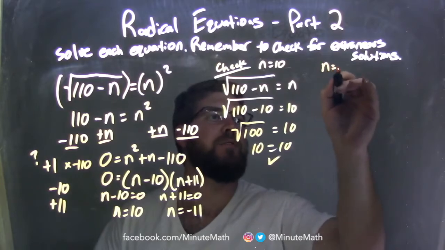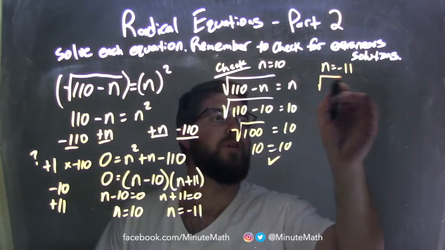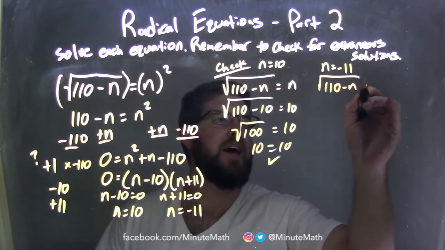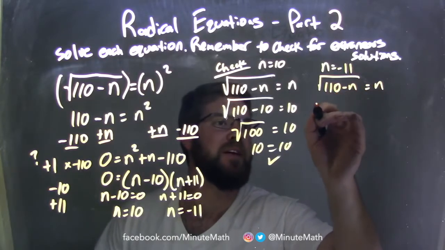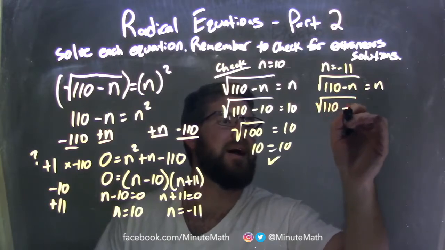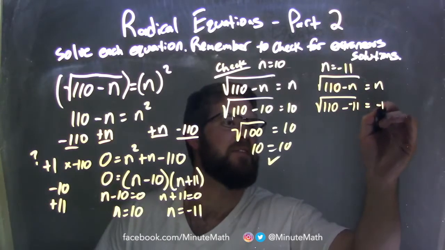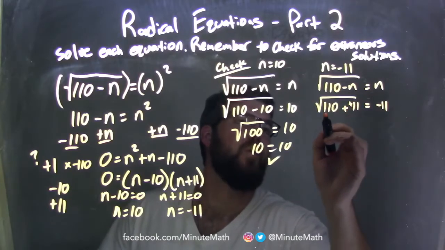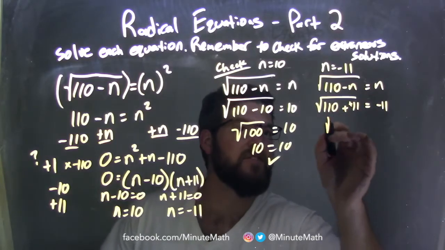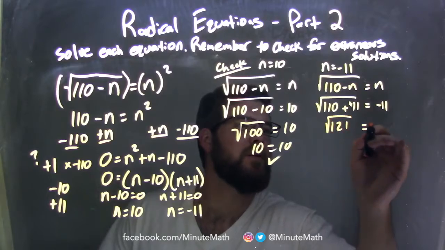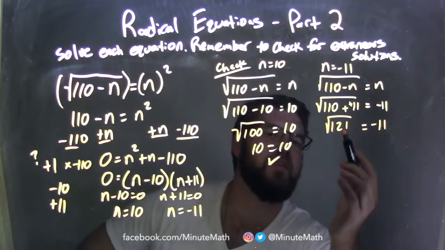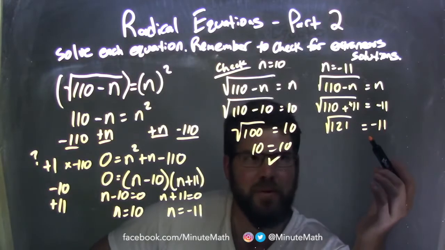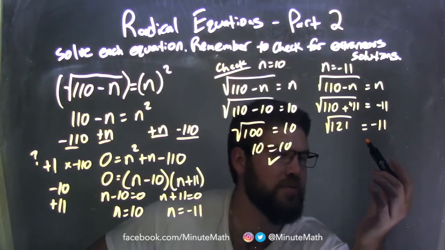Let's see if n equals negative 11 is extraneous. So we rewrite our equation: the square root of 110 minus n equals n. I'm going to plug negative 11 in. So the square root of 110 minus negative 11 equals negative 11. Minus a negative is plus a positive. 110 plus 11 is 121. And right here we can see this number is positive, this one's negative. The square root of 121 does not equal negative 11.